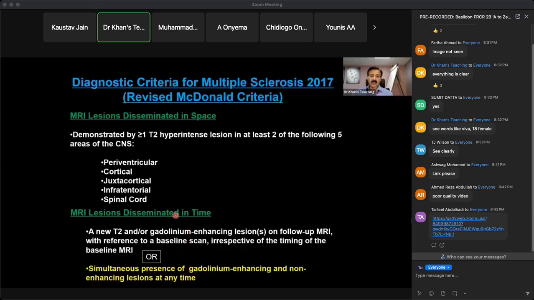So this is the use of contrast. Another criterion, of course, is to do a follow-up scan in which you see a new T2 lesion, and you will say that it is a new lesion. But using contrast, you can diagnose MS on the first presentation, and that is a potential Viva scenario.